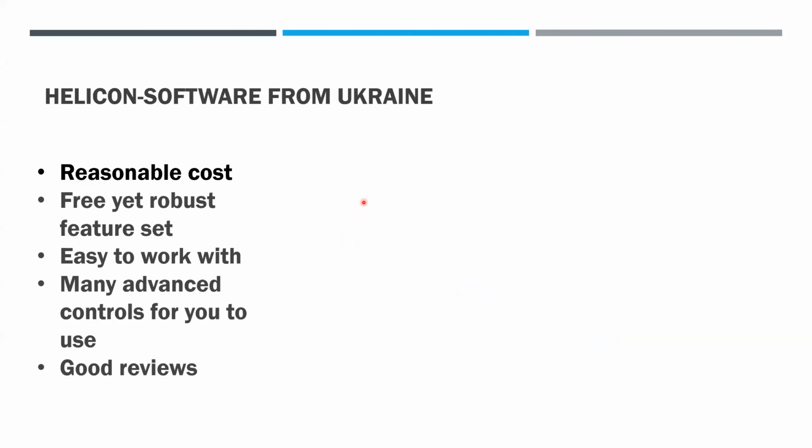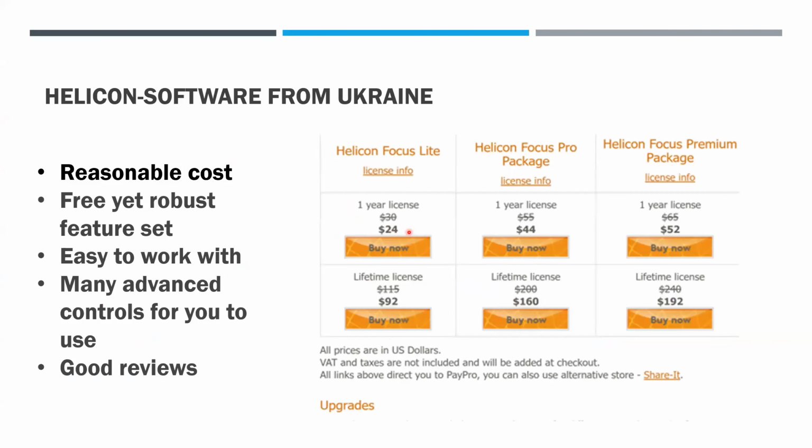But the Helicon software is reasonably priced. It's free yet robust. I'm getting this from the site. I didn't do it. Easy to work with and has many advanced controls for you to use and had good reviews. The prices were pretty good for a one-year license. Depends on what you want to do. You'd have to look up from $24 to $52 for the year.